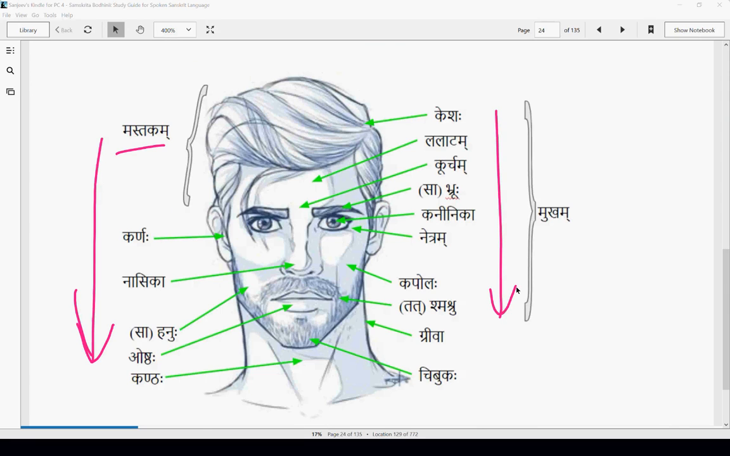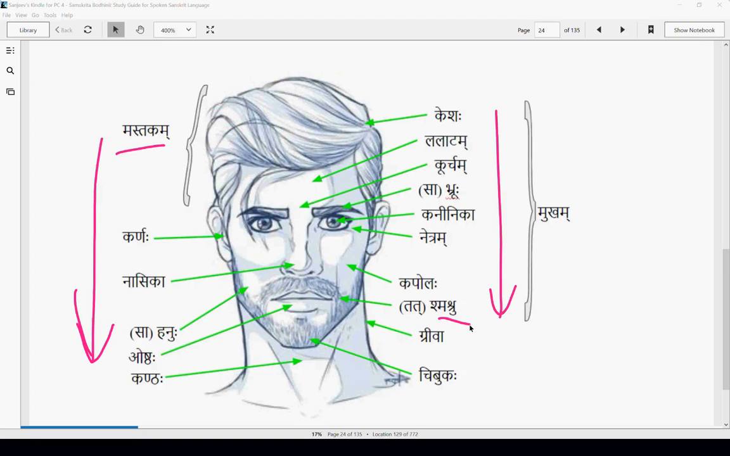Mastakam, Karnaha, Nasika, Hanuhu, Poshtaha, Kantaha, Keshaha, Lalatam, Kurcham, Bruhu, Kaninika, Netram, Kapolaha, Shmushruhu, Griva, Chibukaha. So there is no visarga for shmashru, just shmashru.